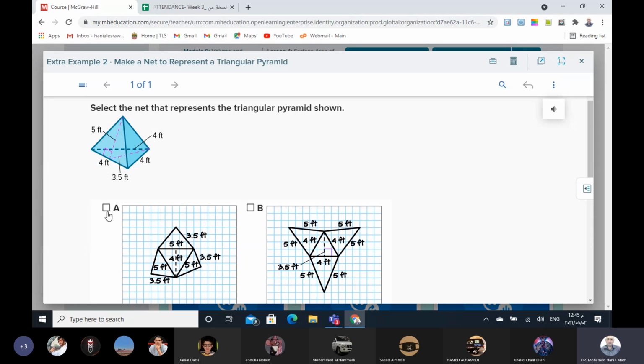Okay. Here we have A and here we have B. Number A, as you see, we have here 5. But here, as you see, will be what? Will be 4. So this is wrong. Right. Number B, here we have 4 and 4 and 4. And here we have 4 and 4 and 4. Right. Here we have 3.5. And here we have 3.5. So this is correct. But here we have the side will be 5. But here we don't know the tall of the side. This is the slanted 5. So also this is wrong.